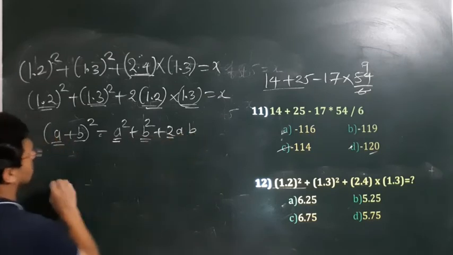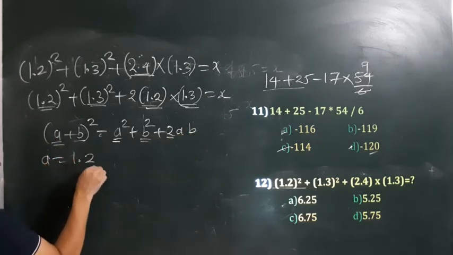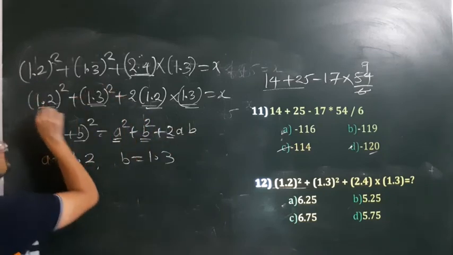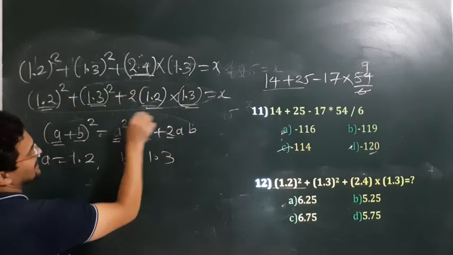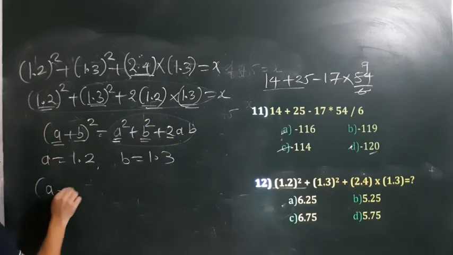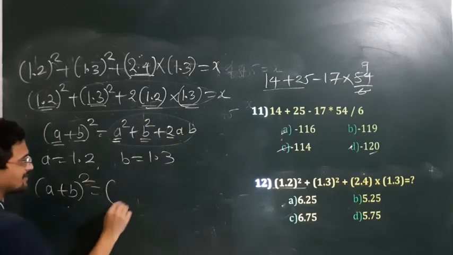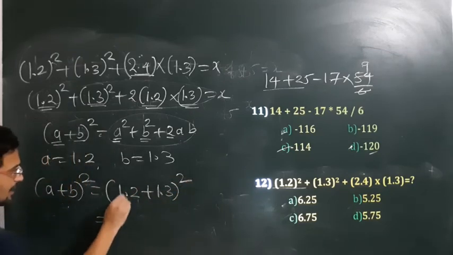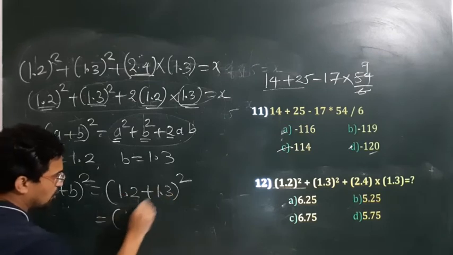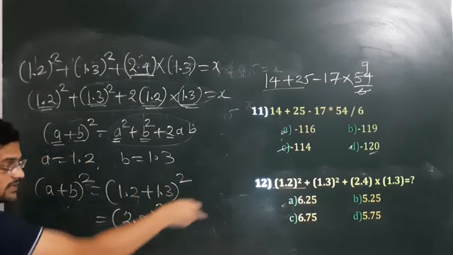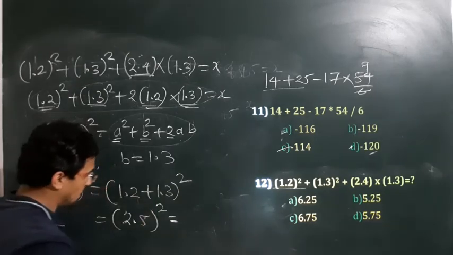2ab. Now here a is equal to 1.2 and b is equal to 1.3. So this format is exactly matched with this. So I will simply make (a plus b) the whole square, that is nothing but (1.2 plus 1.3) the whole square. It becomes 2.5 the whole square. 25 square is how much? 625, correct?